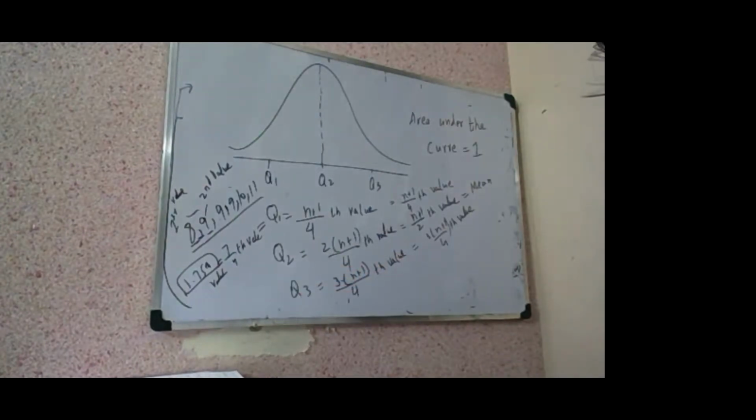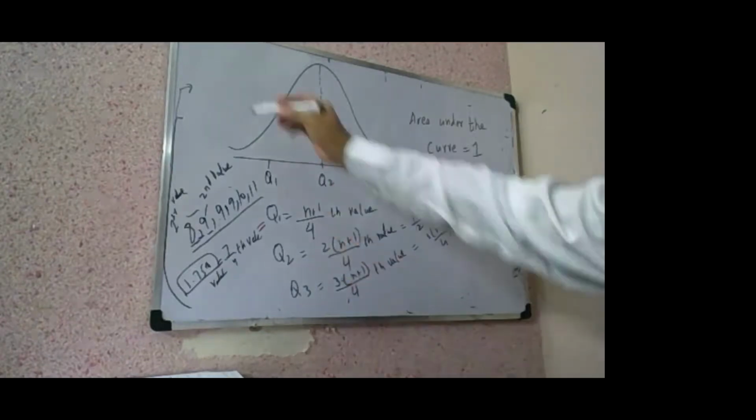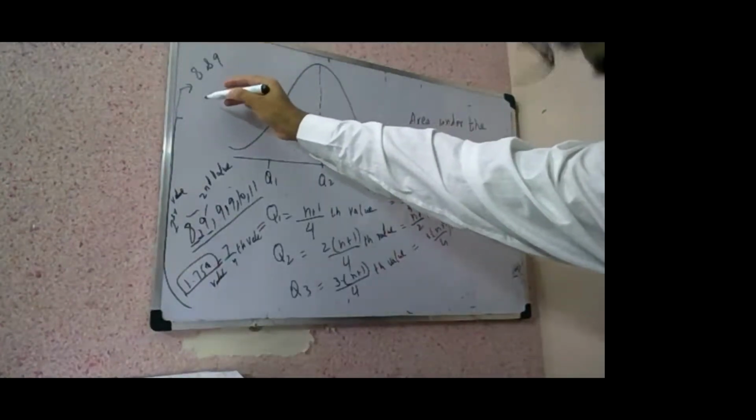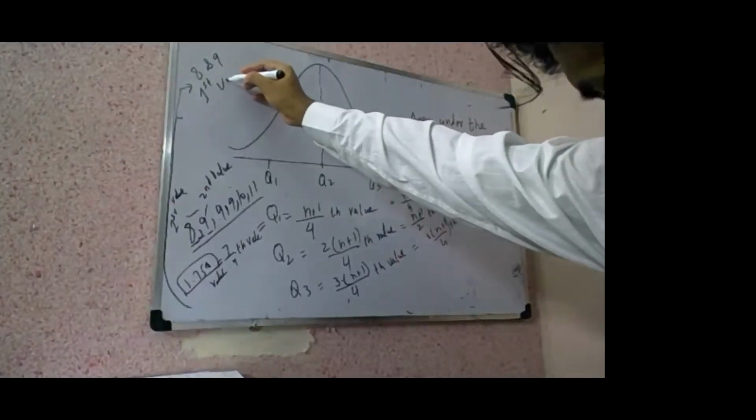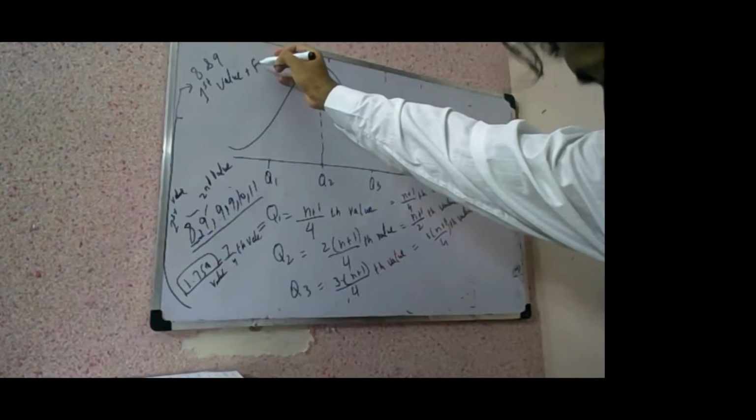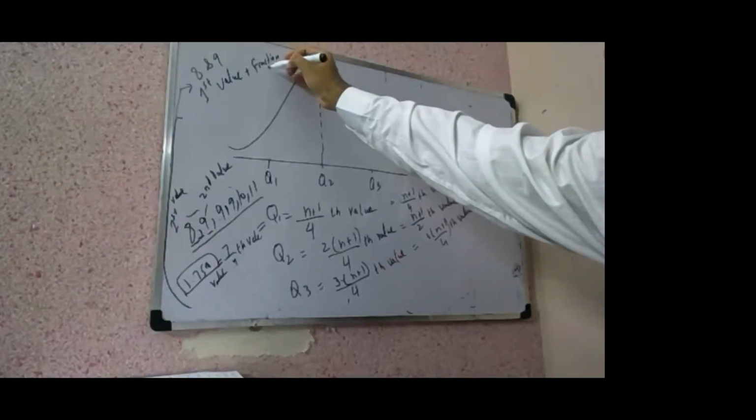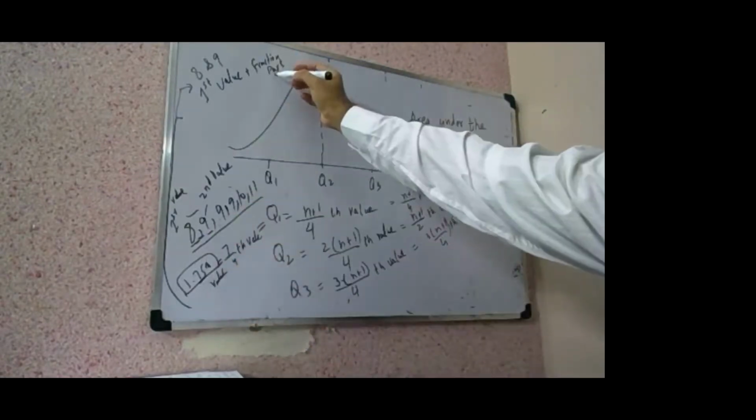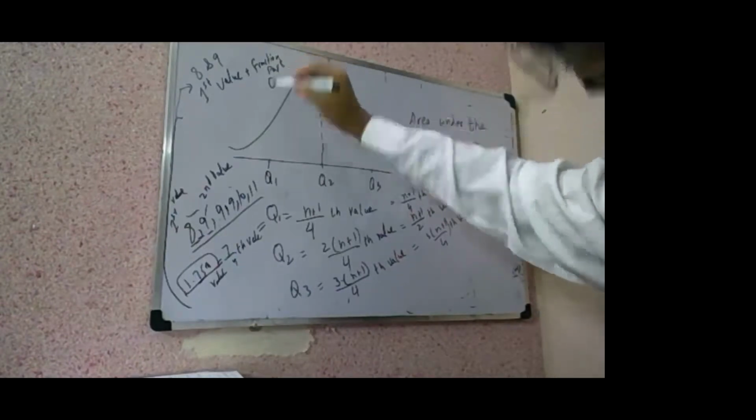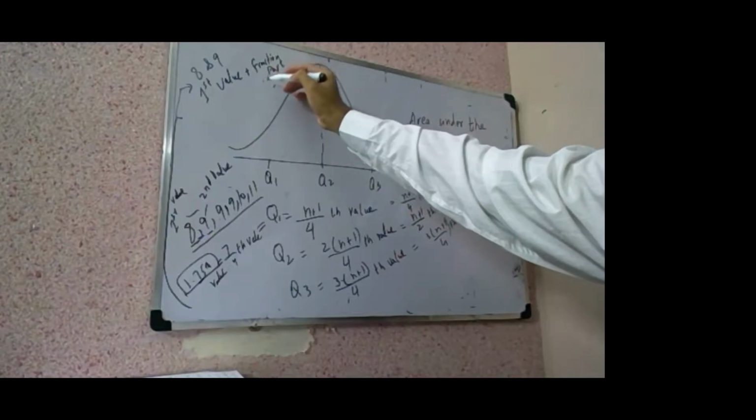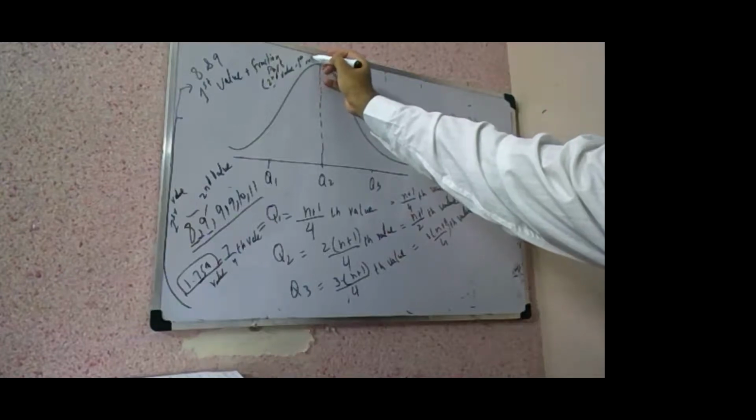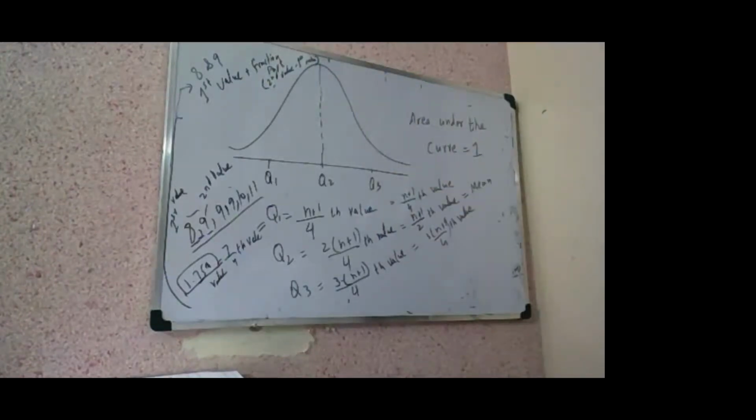Now to get the exact value, we know that Q1 is between 8 and 9. So first value plus the fraction part, which is 0.75, times the second value minus the first value. Remember this, right? This is how we calculate the exact number.